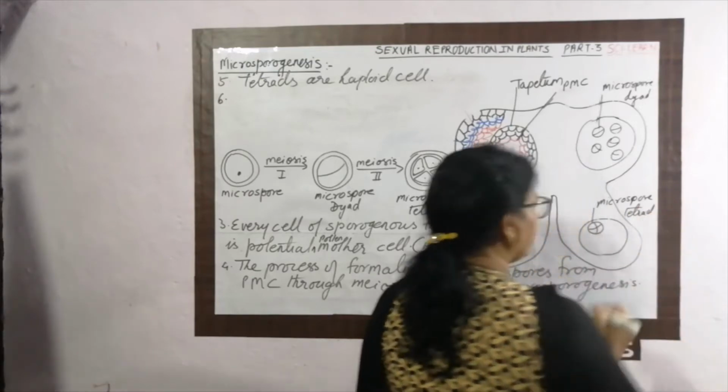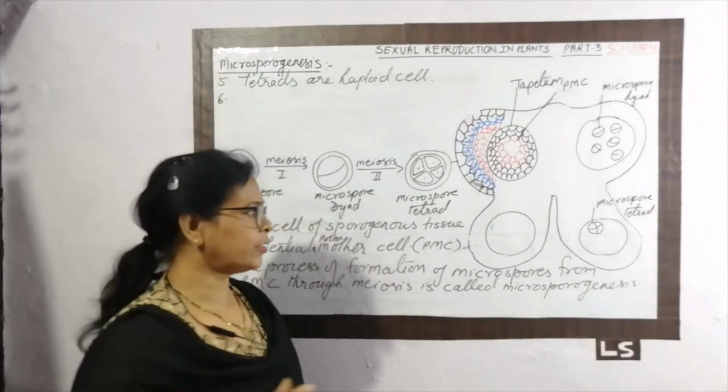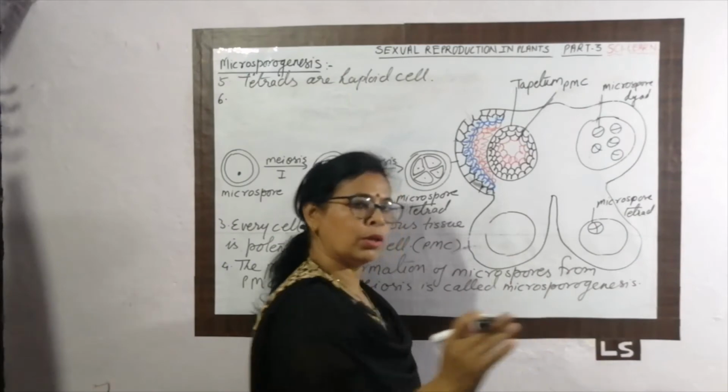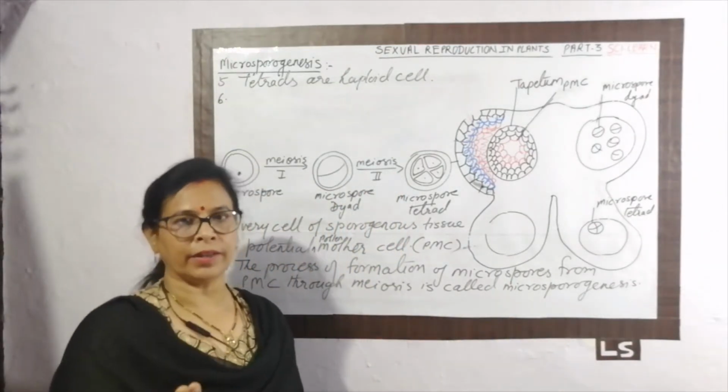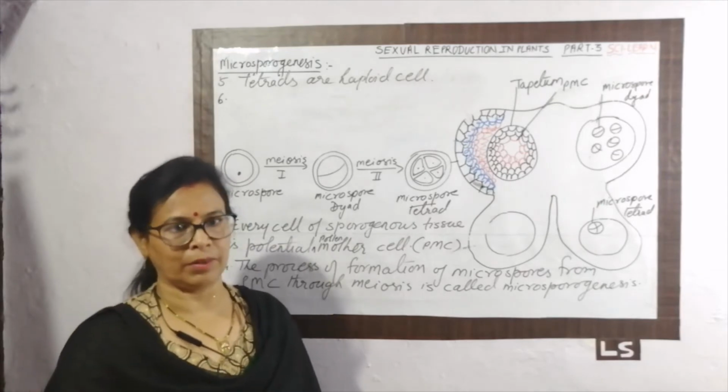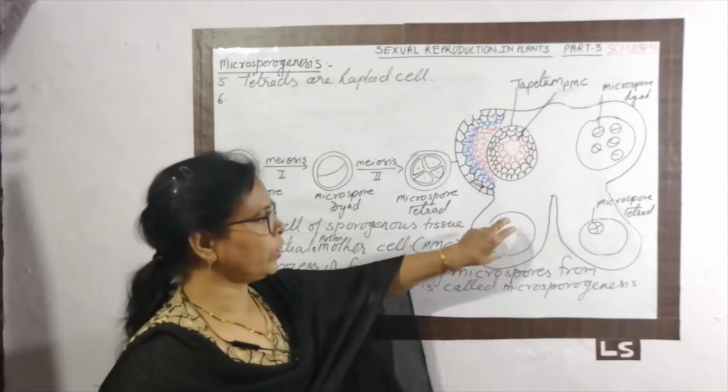Okay. Now what happens? This microspore tetrad is further converted into pollen. How is the pollen formed? This is part of the next topic, that is the pollen grain, its formation, structure and development. What happens when the pollen is formed?